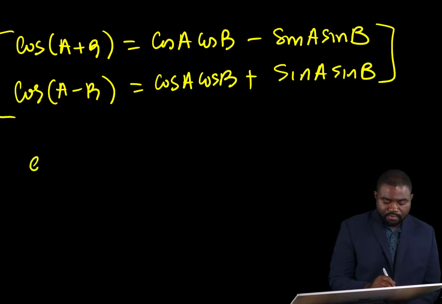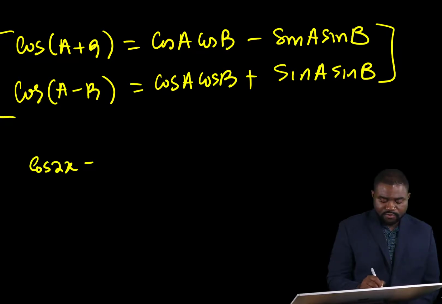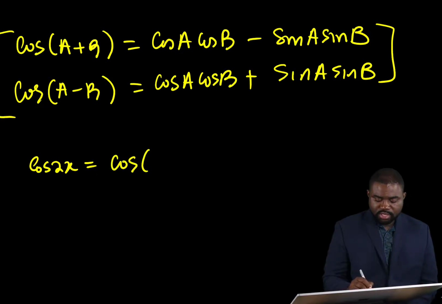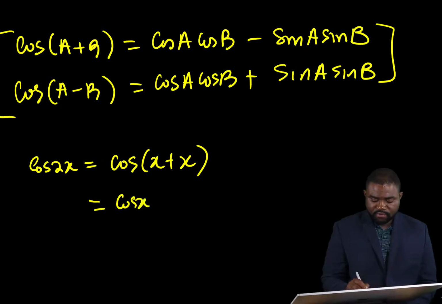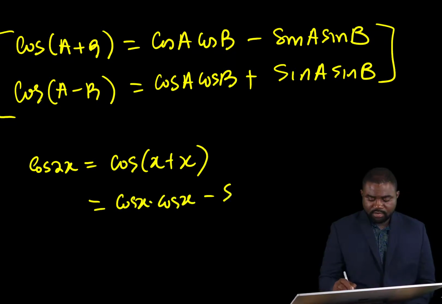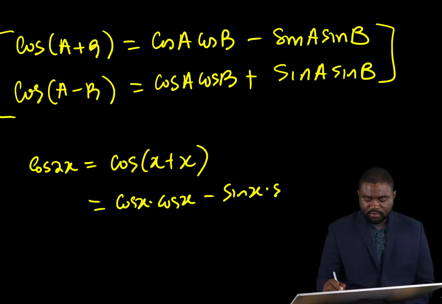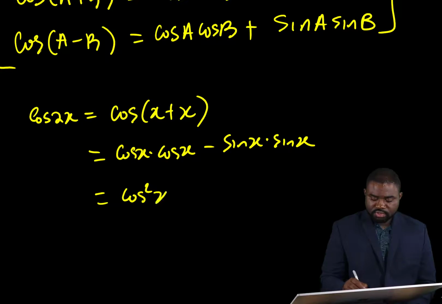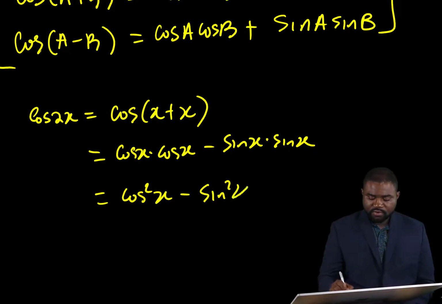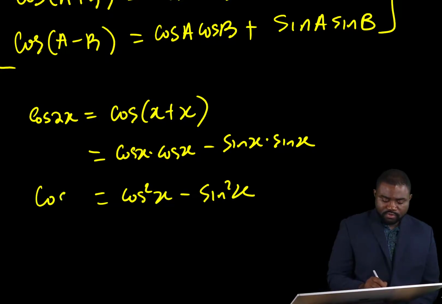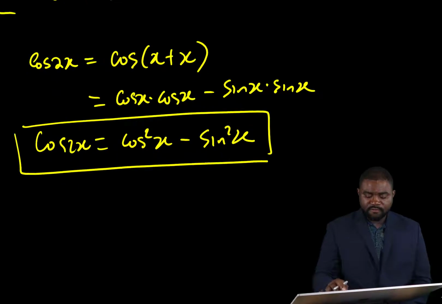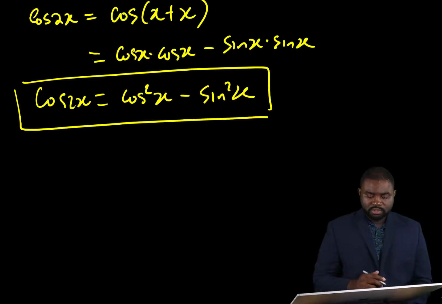Let's do an example. Cosine 2x is the same as cosine x plus x, which is equal to cosine x cosine x minus sine x sine x. This is the same as cosine square x minus sine square x. So this gives us cosine 2x, which is actually a little bit different from sine 2x.